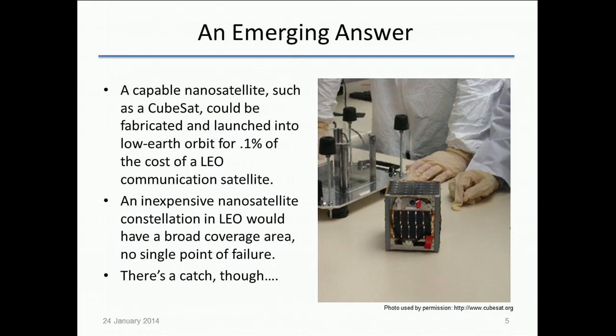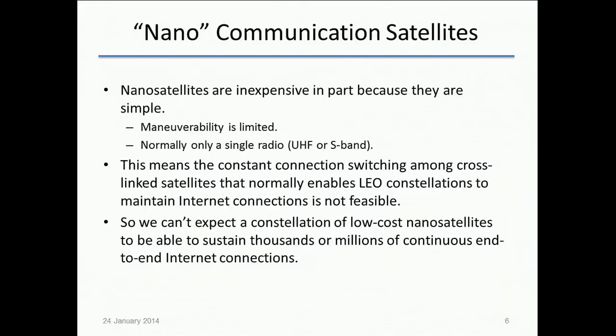If you had a constellation of these inexpensive nanosatellites in low Earth orbit, well, you could cover a large area of the Earth's surface, and you'd have no single point of failure because there's lots of satellites, and it'd be very inexpensive. So that sounds like a great idea, except that there's a catch there. There's always a catch. And that is that these nano satellites, these tiny communication satellites, the reason they're so inexpensive is that they're small and they're simple. There's not a lot to them.